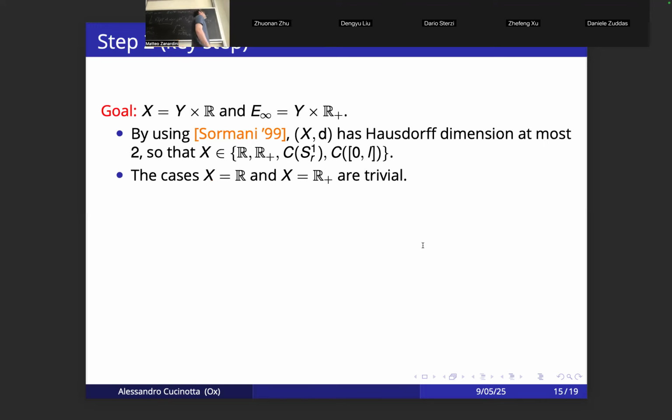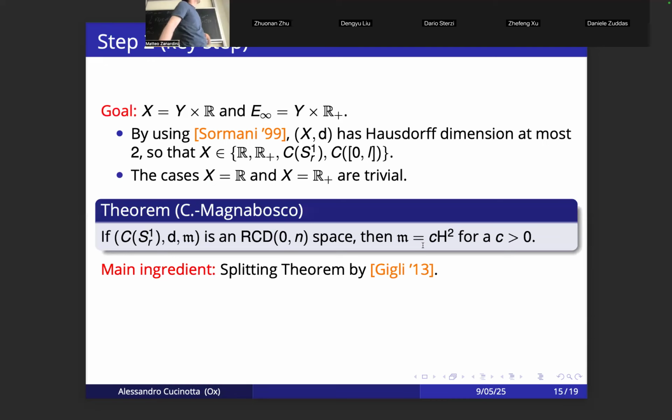Now, if X is the real line or it is half of a real line, this is trivial. I mean, if it is the real line, then we don't have to prove anything. And if it is half the real line, it's easy to see that there cannot be perimeter minimizing sets, so it cannot be half the real line. So the first non-trivial case is the case of a cone over a circle.